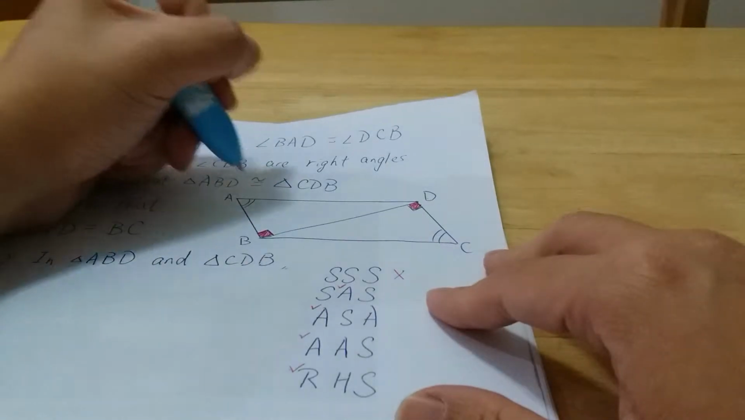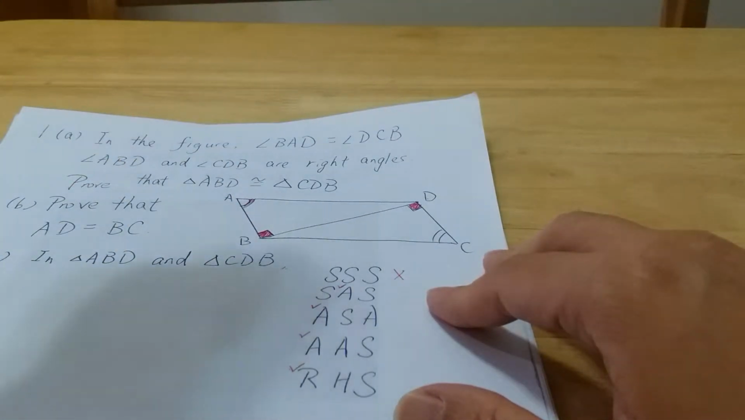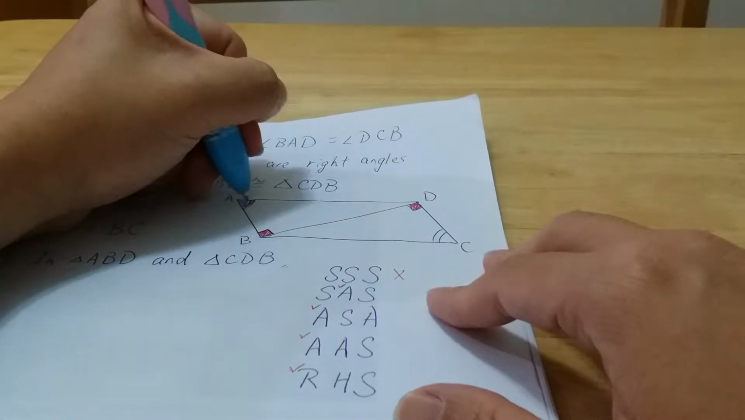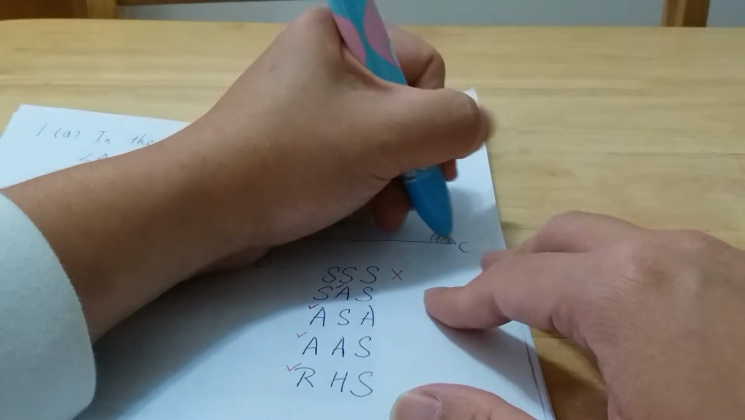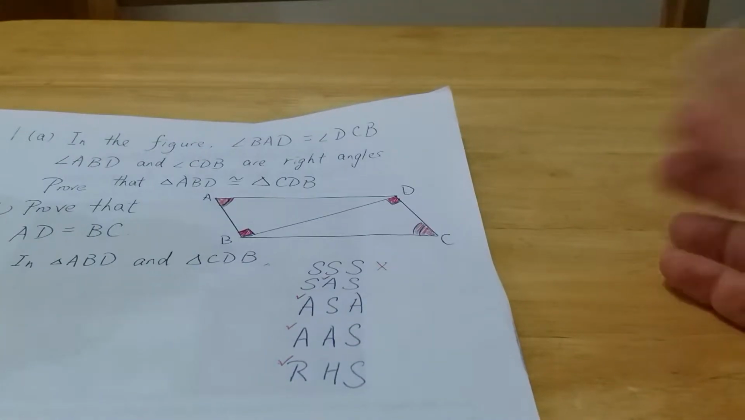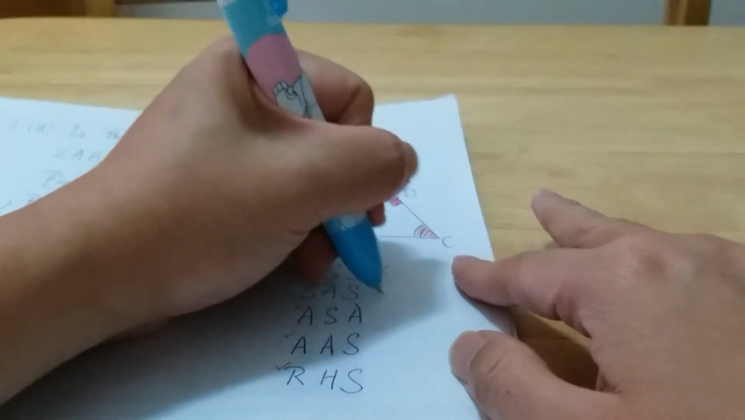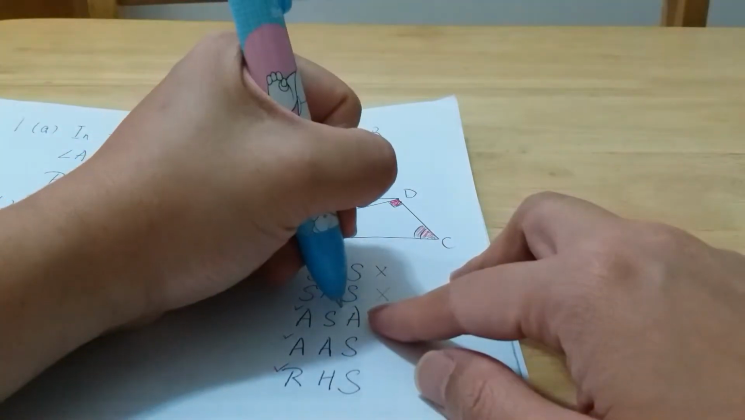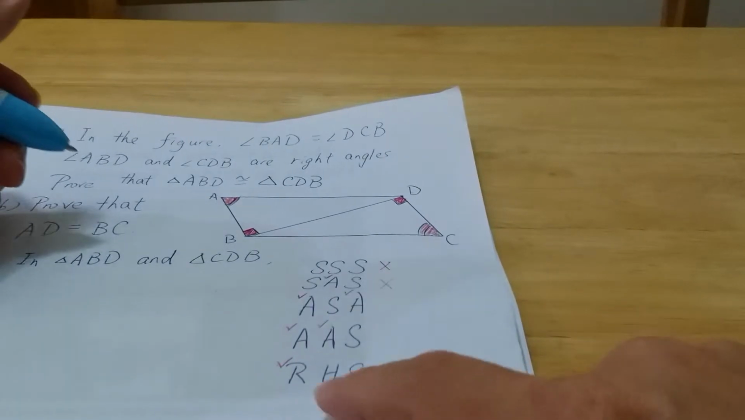Okay, next, we know that these two angles are given. Let's have another color. We have the orange one and the orange one. These two are equal. So this one is another angle we have. For SAS, you know that we only use one angle, but two sides. So this is not correct. For this one, we have the other angle.